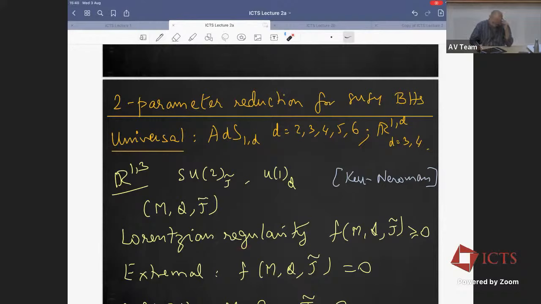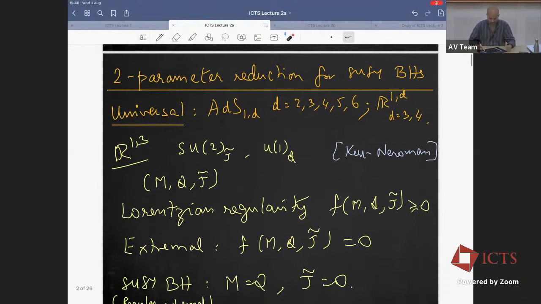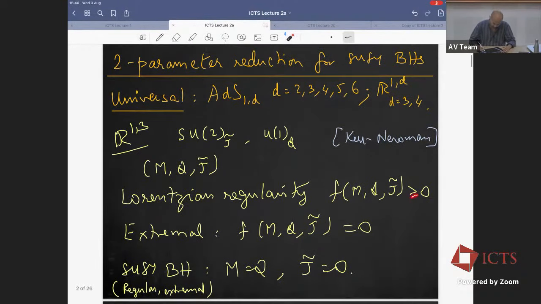So this regularity condition usually is an inequality. There's some function of M, Q, and J, which I wrote explicitly yesterday, that is greater than or equal to zero. And the saturation of that inequality is the extremality condition. And then on top, if you impose supersymmetry, already assuming regularity means that you're already extremal, then you have a two parameter reduction: M equals Q and J tilde equal to zero. This is kind of a textbook example. Another way to say this is, in four dimensions, if you take ungauged supergravity, just asymptotically flat space, supersymmetric black holes do not rotate. So that's a statement I think we should be familiar with.